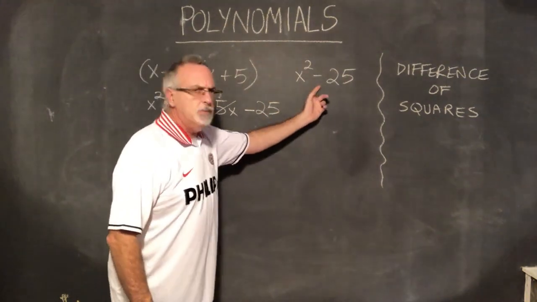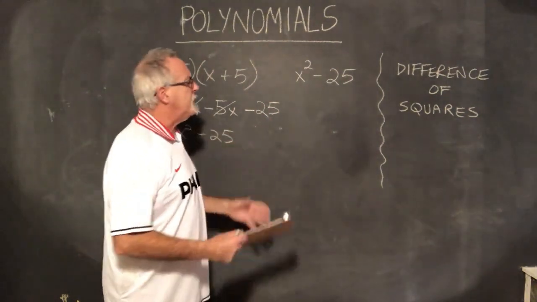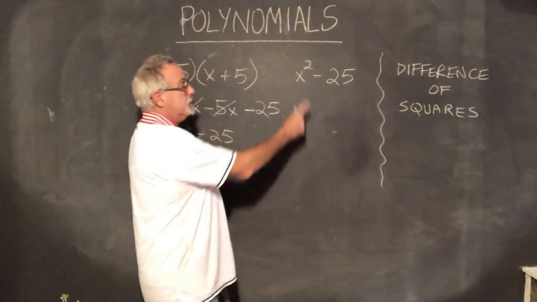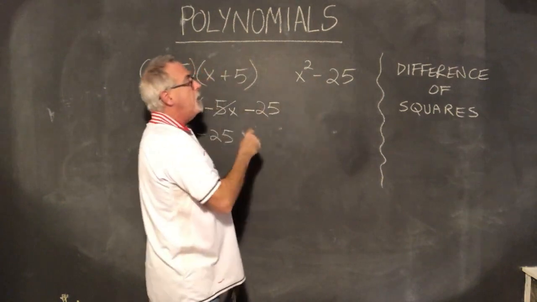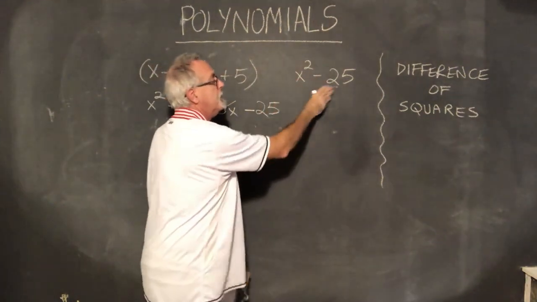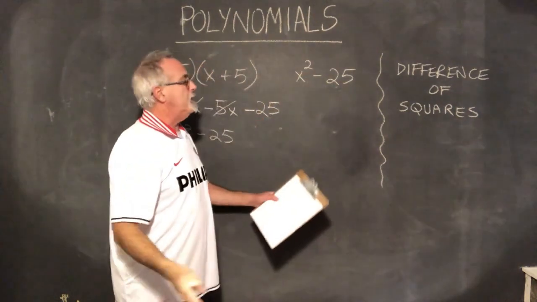But it's a binomial, and difference of squares applies to binomials, so that's the next thing I want to check. So that means I have to check first, is it a difference? Yes, it is. It's not a plus, it's a minus. Are they both squares, these terms at the beginning and end of it? Yes, x squared is a square, 25 is a square, it's a difference of squares.